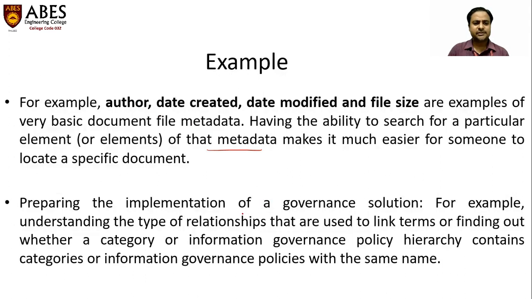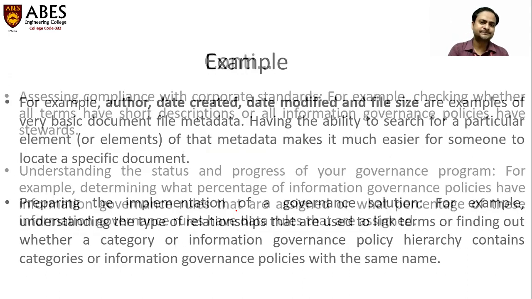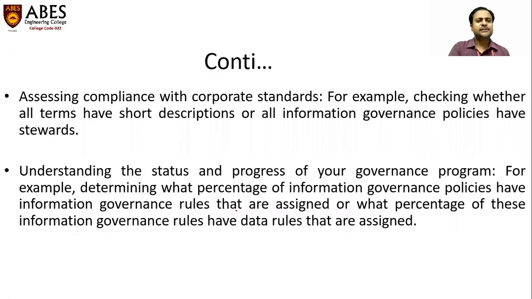In a metadata governance solution, one example is understanding the type of relationship, whether a category or an information governance policy contains categories within the same data, which is checked. And this is important to understand the interrelationship, interdependency, and intercharacteristics of the data. So, in metadata, overall, we can say that it helps to understand the status and progress of your governance program. For example, it helps to determine what percentage of information governance policies have information governance rules assigned, or what percentage of these information governance rules have data rules assigned.